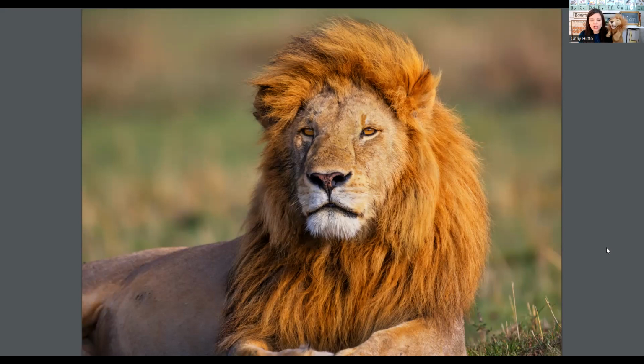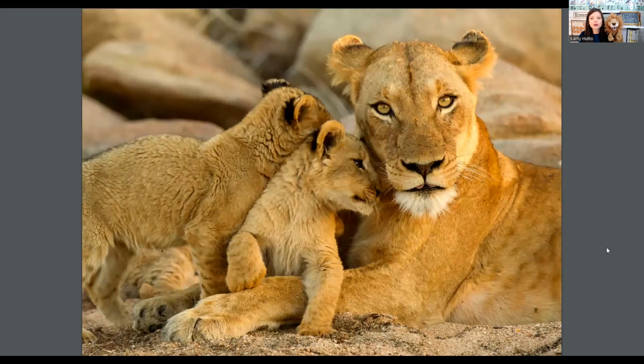Males have an important job to do. They patrol their territory and protect the young cubs. They also make sure that the cubs get enough food to eat. This is a girl lion, a lioness. The lioness is usually responsible for going out and hunting. They work together, lionesses do, to bring down prey. This keeps them safer than if they hunted alone. And you can see this lioness has 2 baby cubs.